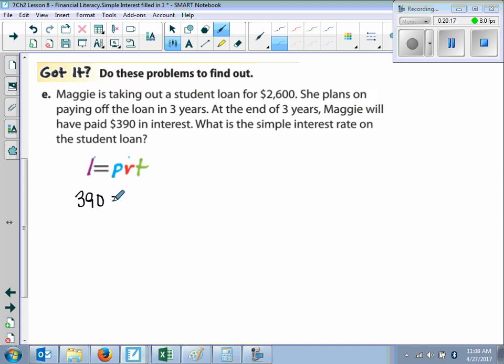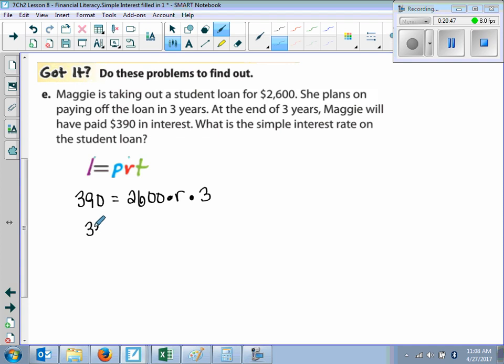That's how much interest she's going to pay. How much was the loan? $2,600. That's your principal. The rate is what we're looking for, so times R. Then how much time? 3 years. Very good. So this is the equation. This is how you write the equation. You just substitute into the formula, right? Now we're going to solve for the interest rate.